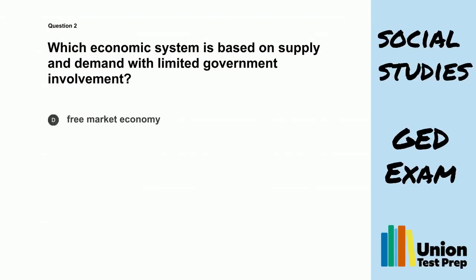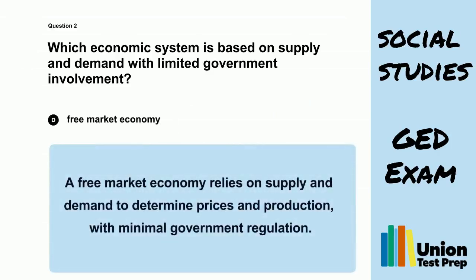The correct answer is D. Free market economy. A free market economy relies on supply and demand to determine prices and production, with minimal government regulation.